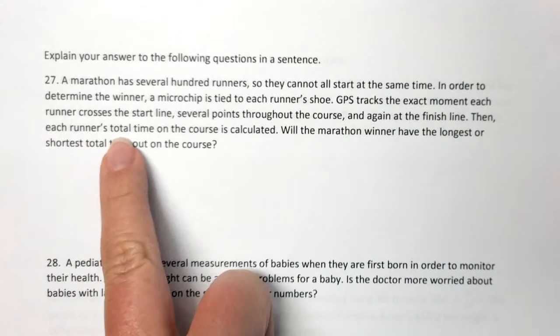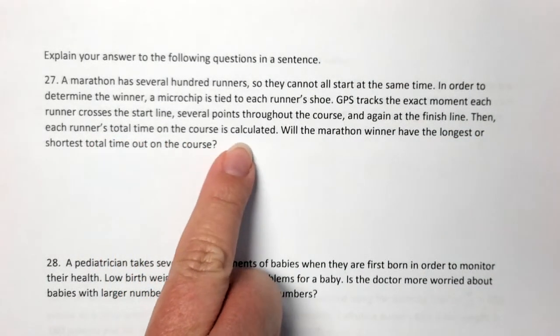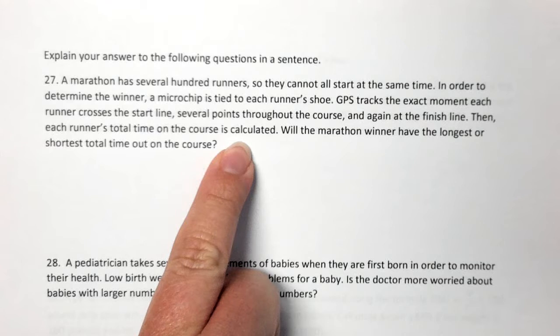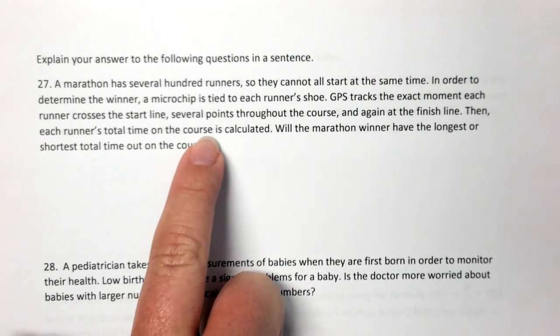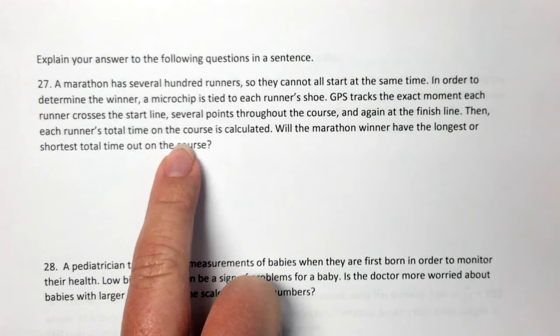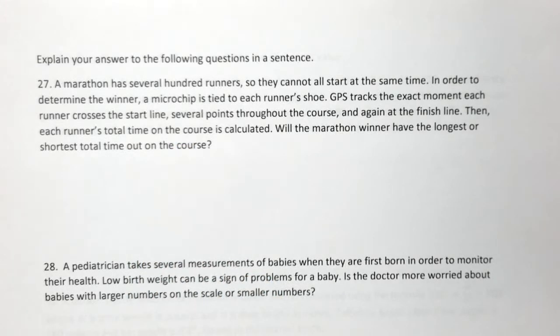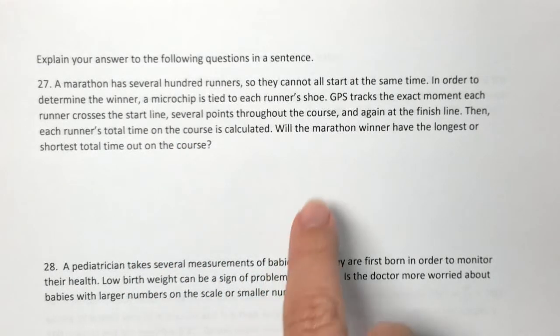Then each runner's total time on the course is calculated. So they can say, Beck was out there for 2 hours and 12 minutes. Somebody else was out there for 2 hours and 7 minutes. Someone else was out there for 2 hours and 23 minutes, etc.